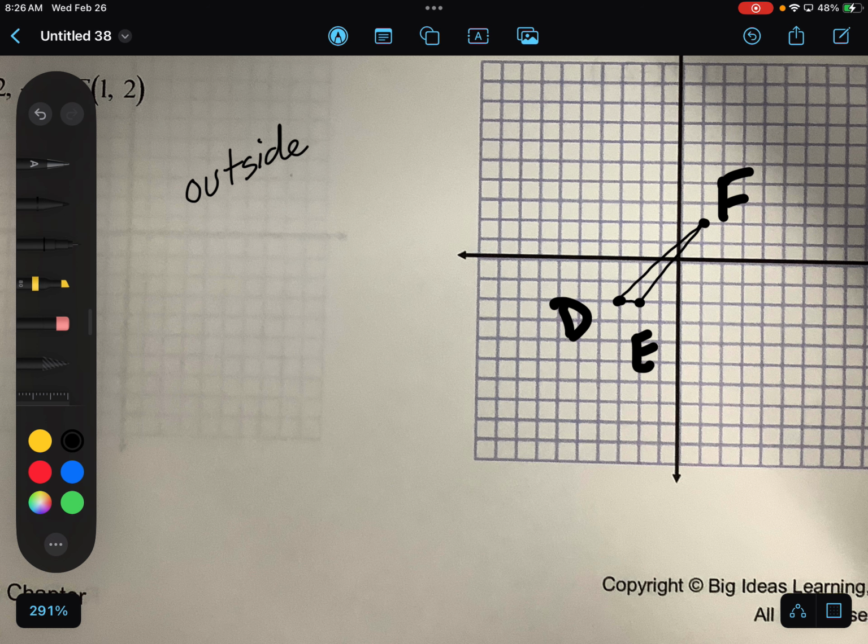And that's on your notes packet, right there for you guys to see. It says the 3 different scenarios. If it's an obtuse triangle, it's outside. It says it right here on your notes packet.